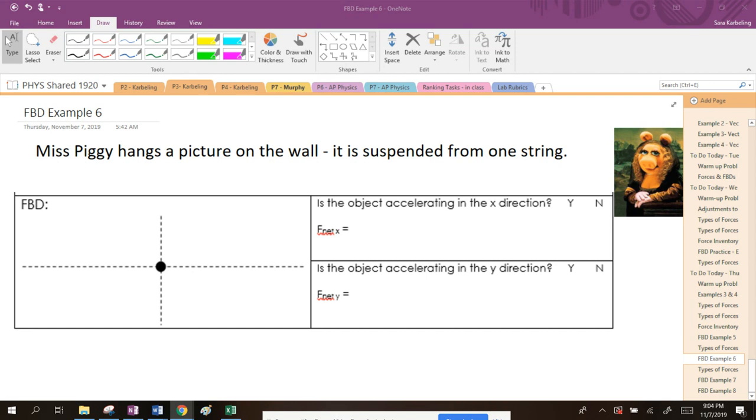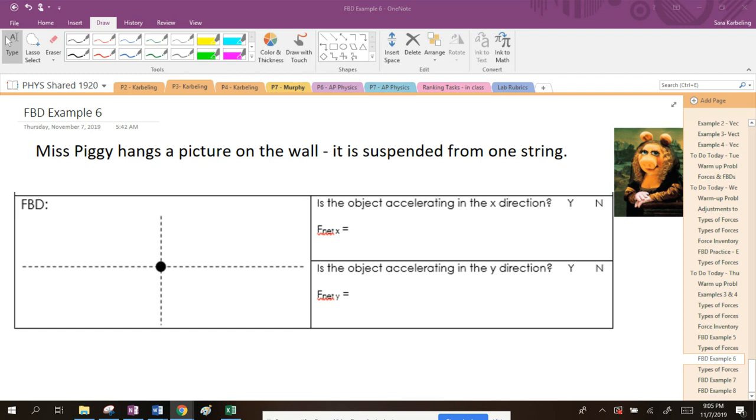In example 6, we've got Miss Piggy hanging a picture on the wall. Not a surprise, if you know anything about Miss Piggy, that maybe it's going to be a picture of her, as you see. To keep things simple for this problem, we're going to say that it's suspended from one string. So we're going to go ahead and draw a free body diagram.